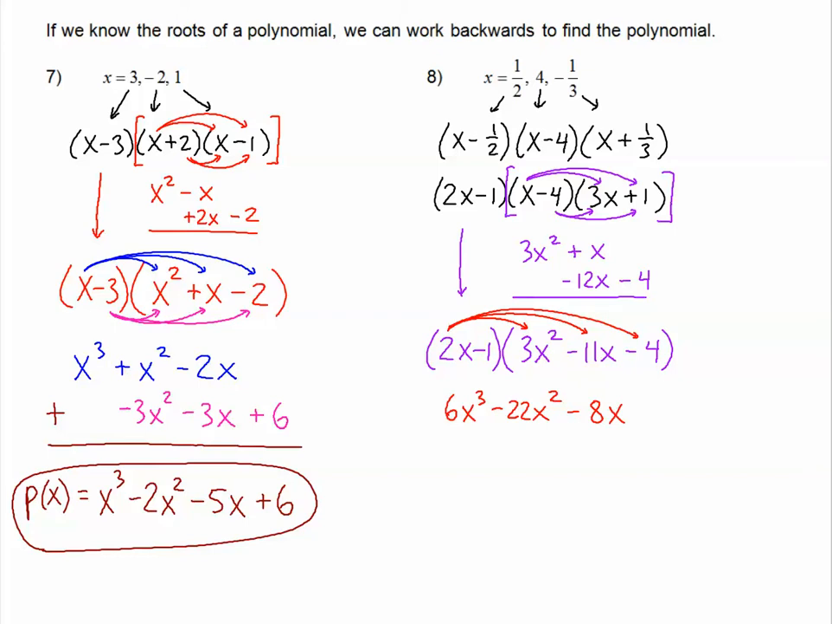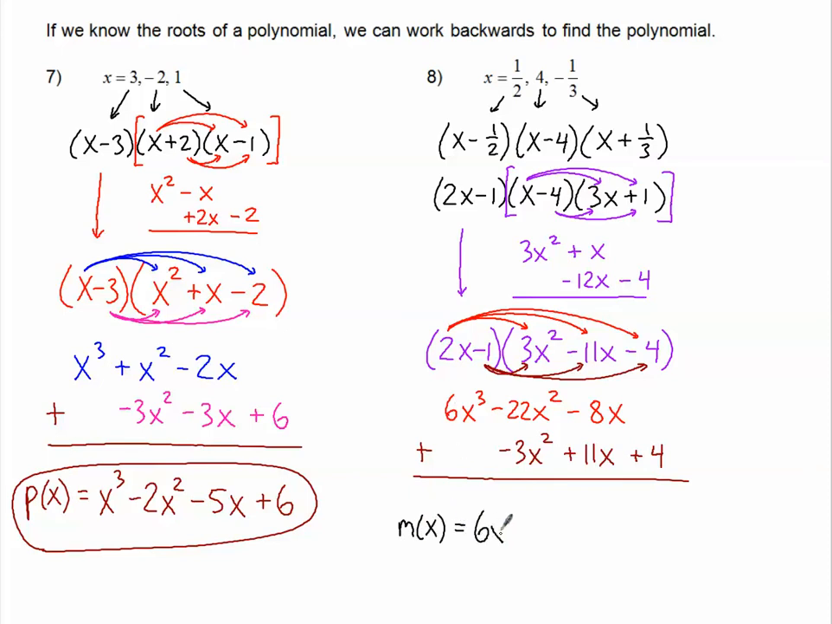Let's see, we've got the negative 1 coming. Negative 1 times this, negative 1 times this, negative 1 times this. So negative 1 times 3x squared is negative 3x squared. Like terms lined up. Negative 1 times negative 11x makes positive 11x. And negative 1 times negative 4 makes positive 4. Let's draw our line and add it all up. Let's get a nice name for this. Let's call it m of x.